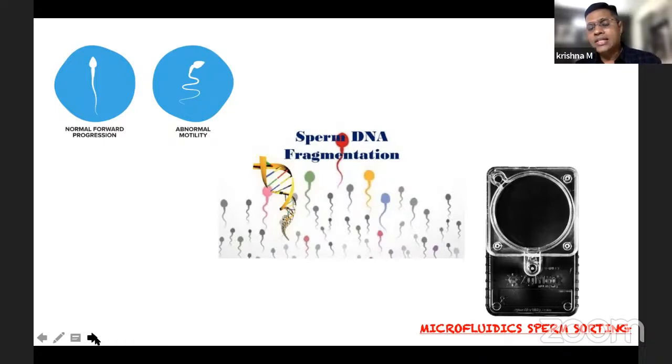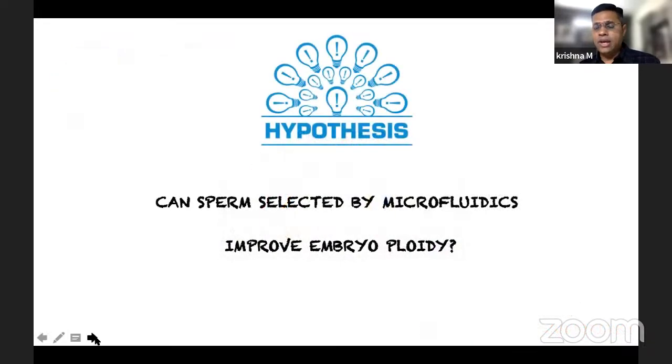One is it helps filter motile cells in a better proportion. And even in samples where the motility is very low, it can still be implemented. And second, of course, it helps us separate sperm with good DNA integrity. And that is where this group of people at Weill Cornell wanted to see if microfluidics, the sperm sorting technique, would help us improve the embryo ploidy status.